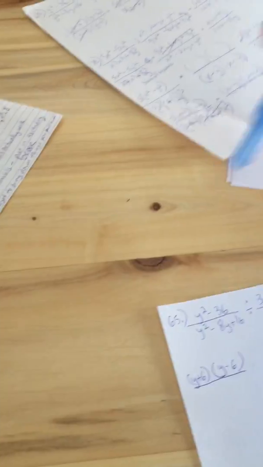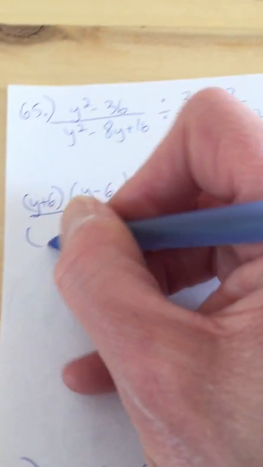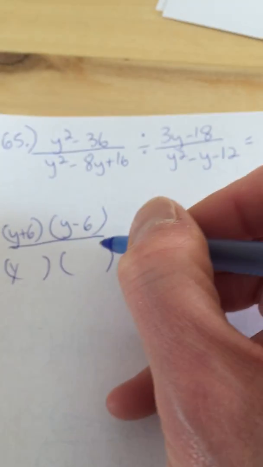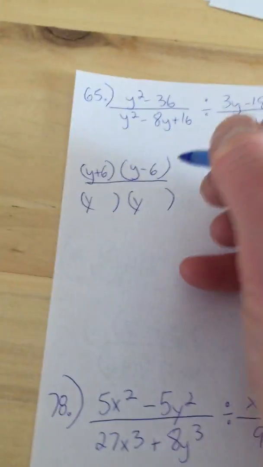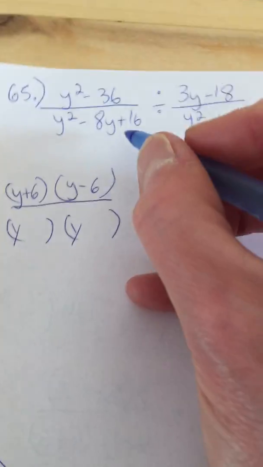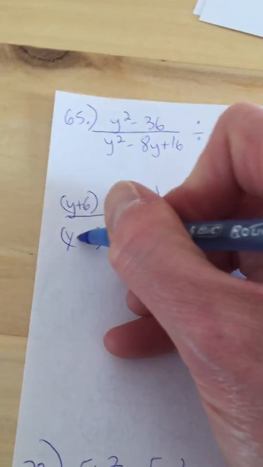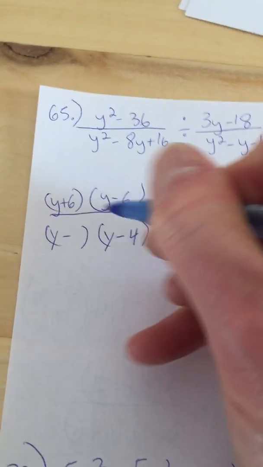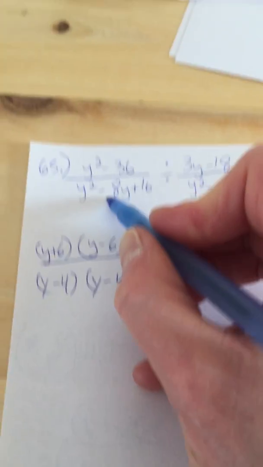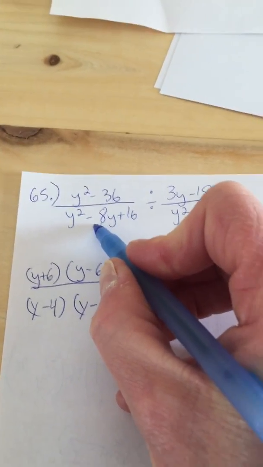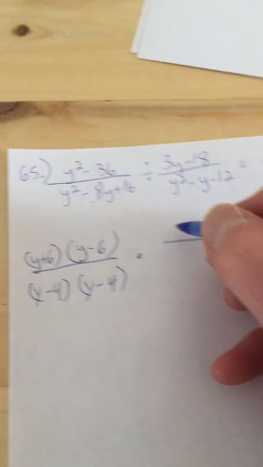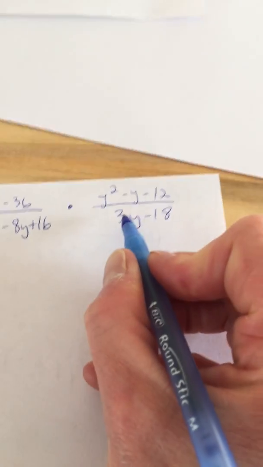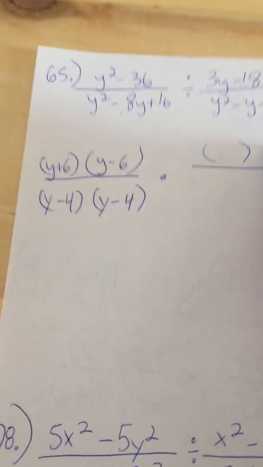And on the bottom, I'm going to know that I need a y and a y, and I'm going to need them to be multiplied to a +16. So I'm going to make them both negative, so it will still give me this -8y.